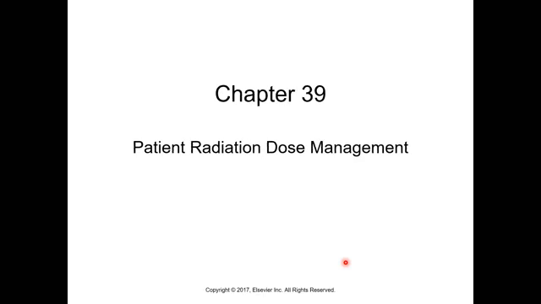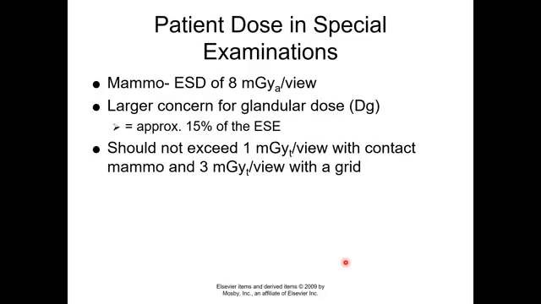Chapter 39, Patient Radiation Dose Management. Important things on this slide, the glandular dose, which is delineated as DG, is approximately 15% of the entrance skin exposure. So this is another number you need to write down. That's your glandular dose, which is 15% of the ESE. You should know at some point that it should not exceed 1 milligray per view with contact mammo or 3 milligray per view with a grid. This test in particular, you don't need to memorize that, but you will need to, of course, know the glandular dose.